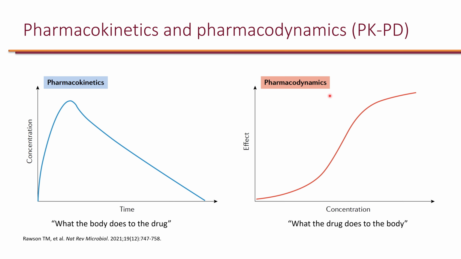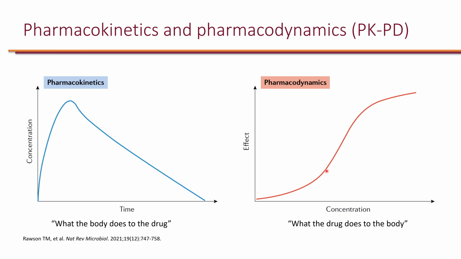So that's pharmacokinetics. And pharmacodynamics is about what the drug does to the body. So essentially, you measure the effect. Initially, there is no effect. As the drug enters the body, you start to see the effect. And at some point, there is a ceiling effect. There's only so much effect you can give, right?